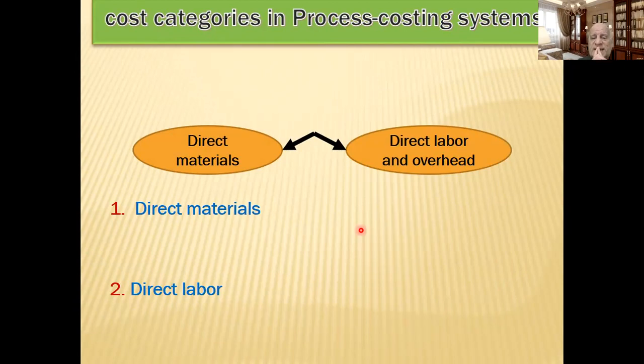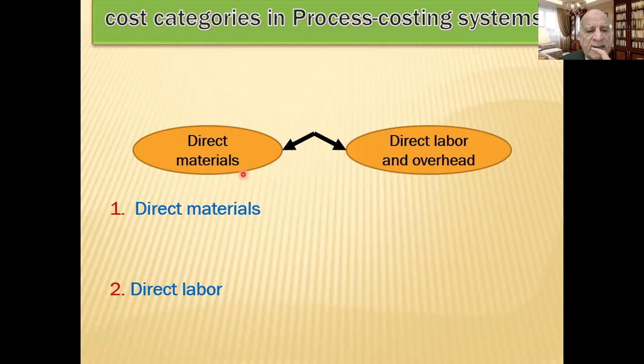So the process costs are separated into two parts. The first one is direct materials. This separation is based on the time in which each cost item is introduced. The second group includes direct labor and overhead. These two will both be called conversion costs later on.